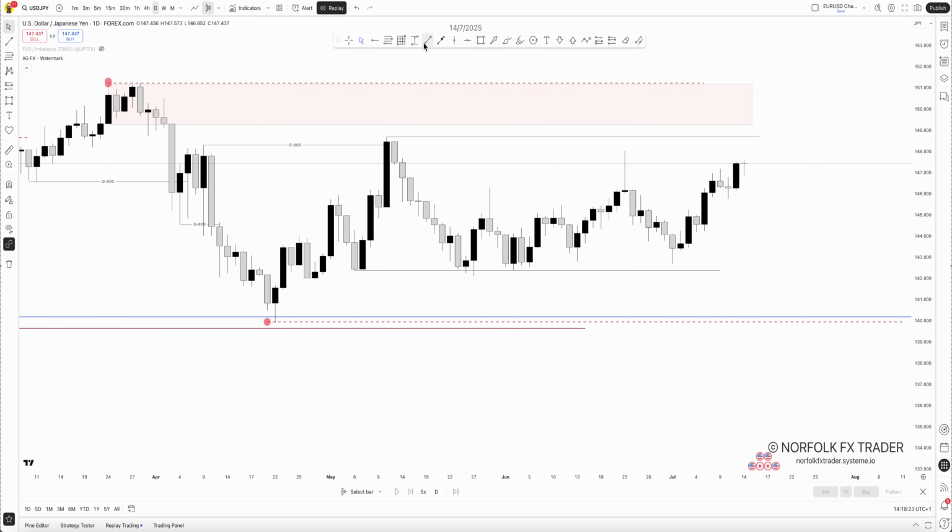Now, if we start applying again in this daily structure, we can start to look for where we see internal structure. Okay, so that's an internal structure break.